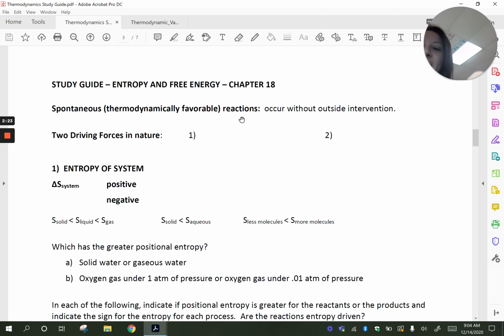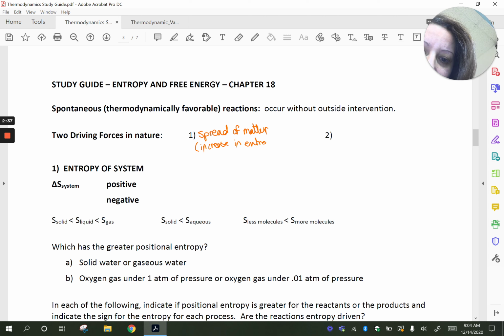So entropy has to do with the spread of matter. Nature prefers the spread of matter, and that has to do with entropy. And nature prefers an increase in entropy, and we'll define entropy in a second. And so nature would prefer if delta S is positive. That means you have an increase in entropy.